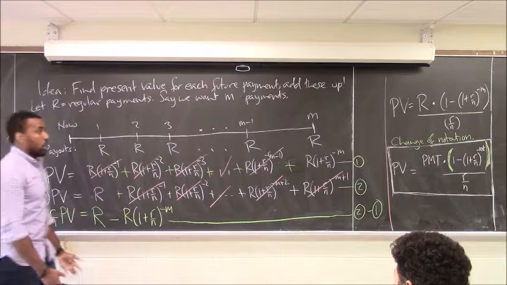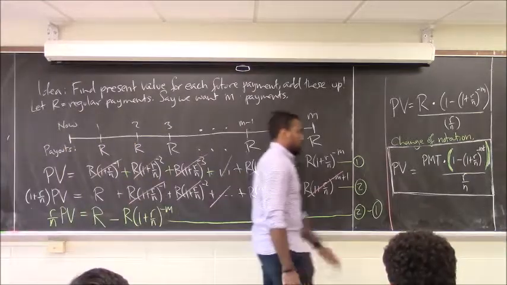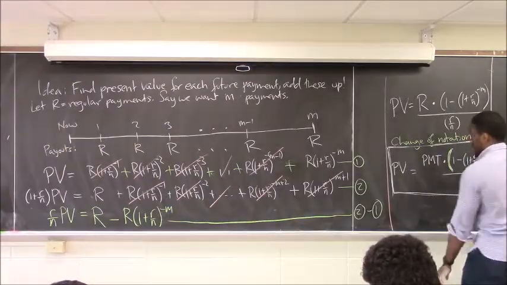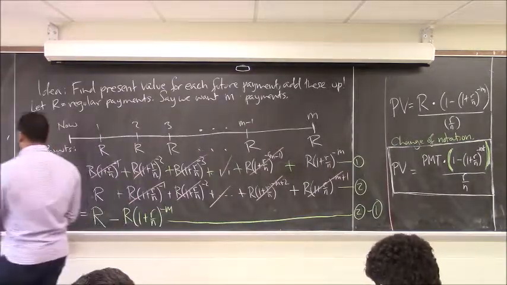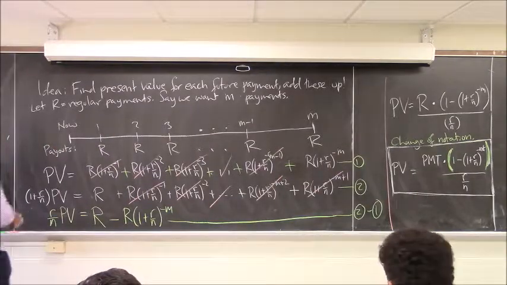Okay, so now using that formula, let's answer the question before. How much money do I need to put into an account so that I can sit back and receive $1,000 every month, I said, for 5 years?